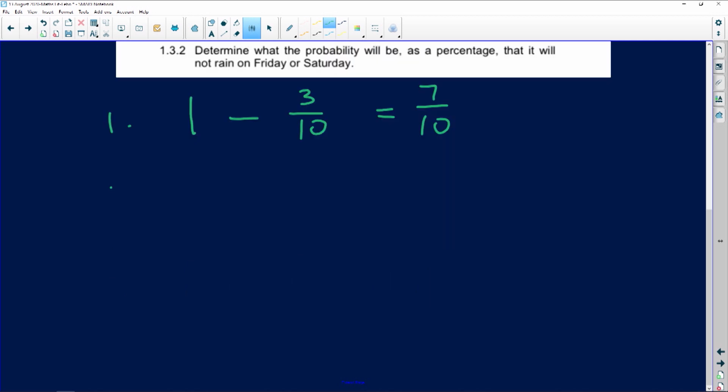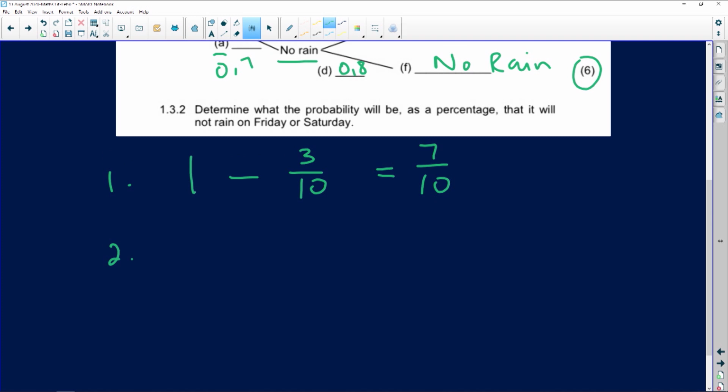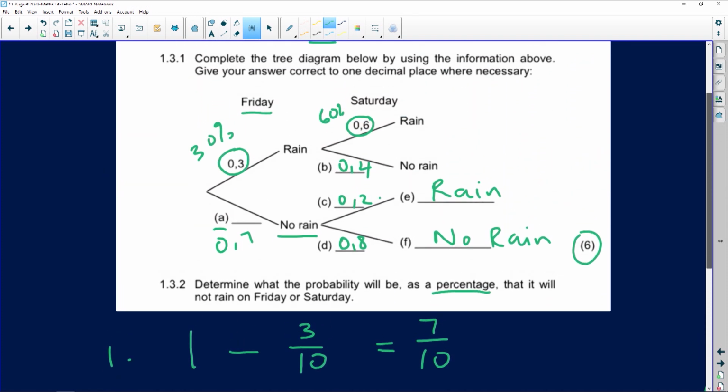Let's do the last one. The last one here says to us, determine what the probability will be, as a percentage, that it will not rain on Friday or on Saturday. So we want to know the probability of it not raining on both days. So we've got there our no rain, right? So you would multiply that and that together, you'd multiply your no rain together.